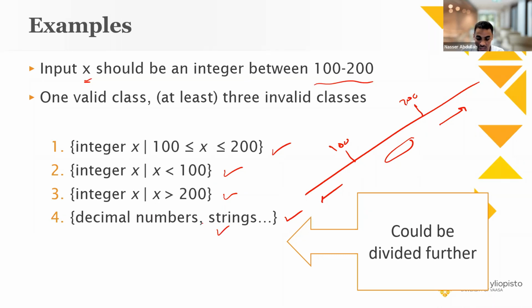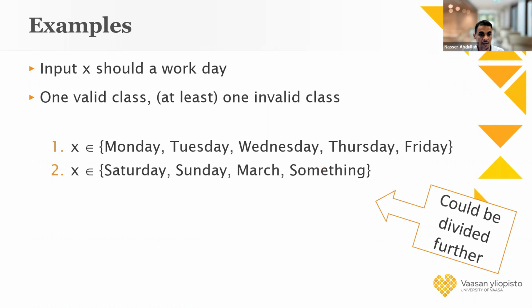For example, I can have one partition related to decimal numbers and one partition for strings, because for strings also we have many possibilities. So the idea is that now we have invalid, valid, invalid. This is an example of this method, which is partition testing.